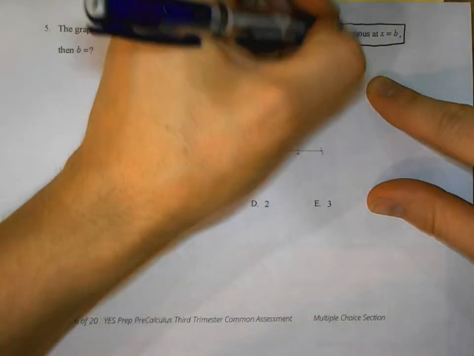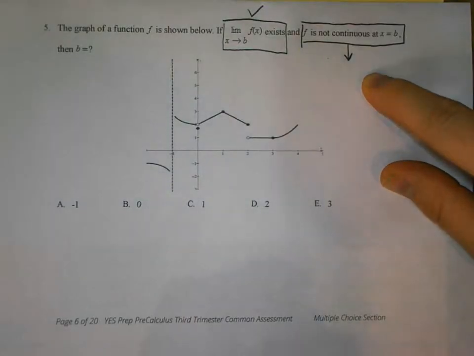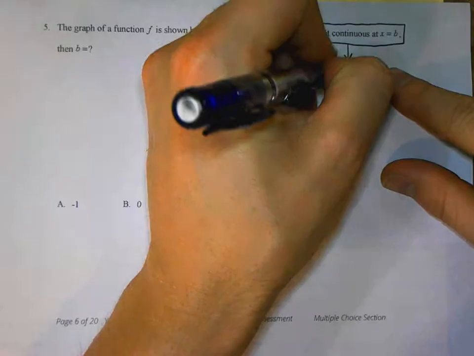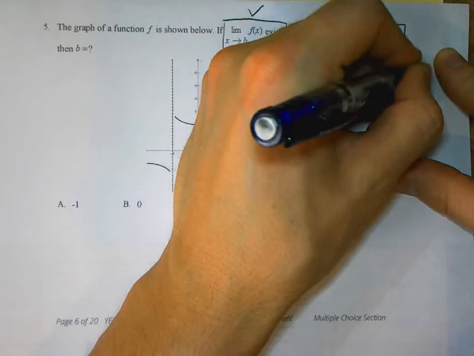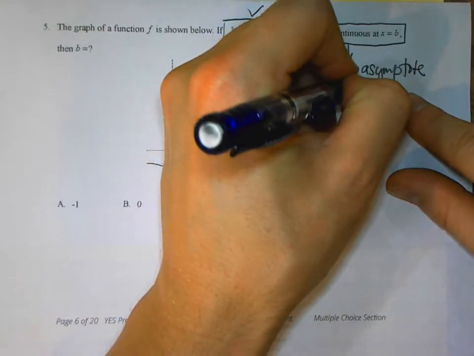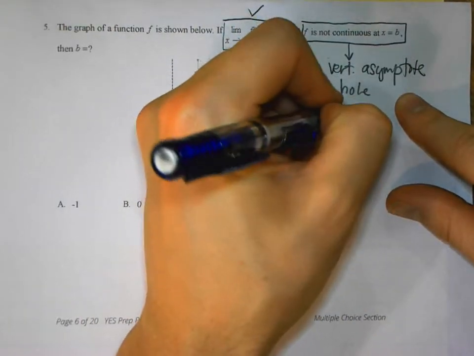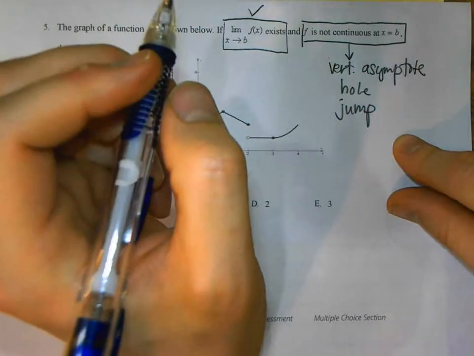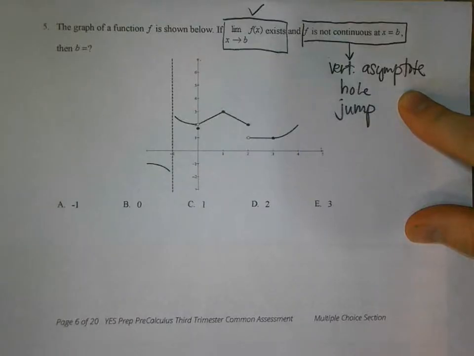So two things going on here. How could a function not be continuous? Well, a function is not continuous at a vertical asymptote. A function is not continuous if there's a hole in the graph. A function is not continuous if there's a jump in the graph. And I think that's about it for what we really need.